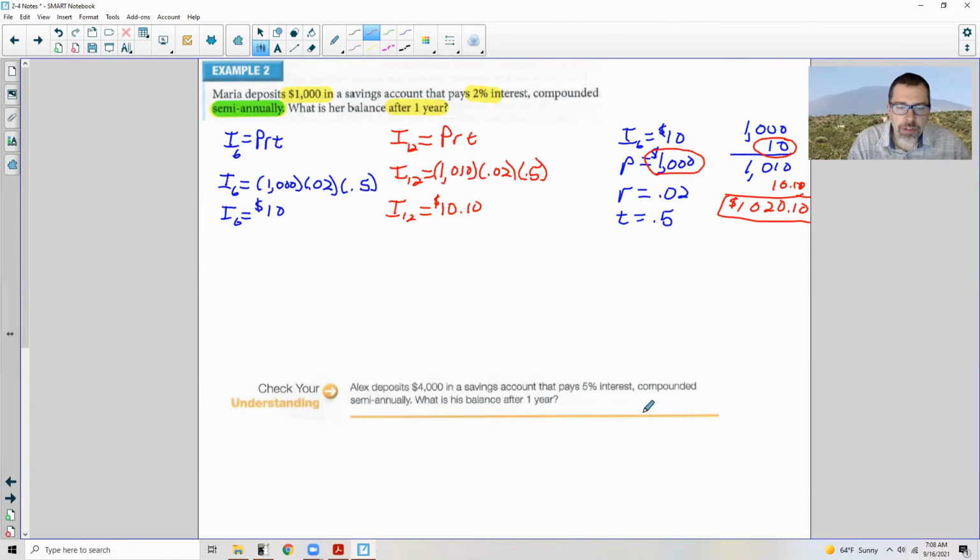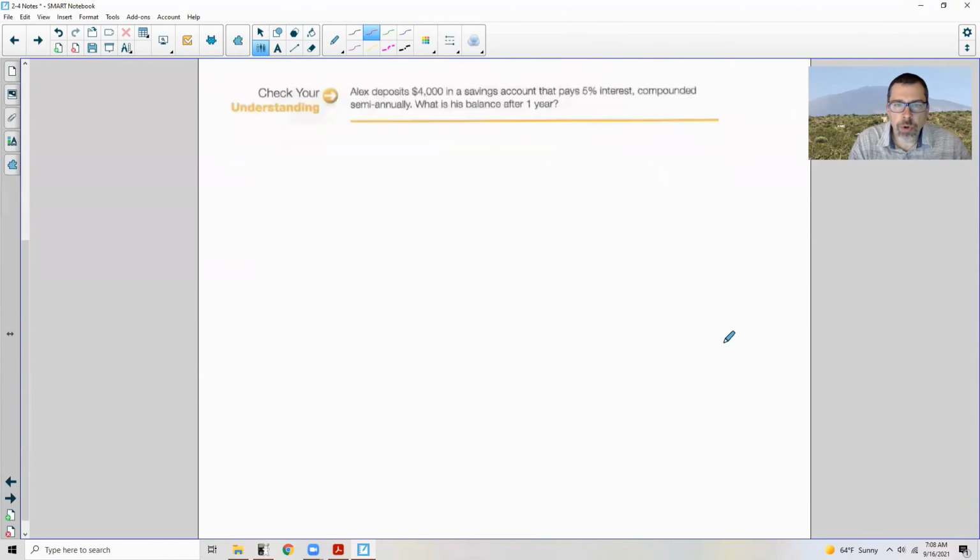Okay, now check your understanding. It says Alex deposited $4,000 in a savings account that pays 5% interest compounded semi-annually. What is his balance after 1 year? So it's the same type of question. I'm going to write I sub 6 equals PRT, and I will do it again over here. I sub 12 equals PRT because it is semi-annually.